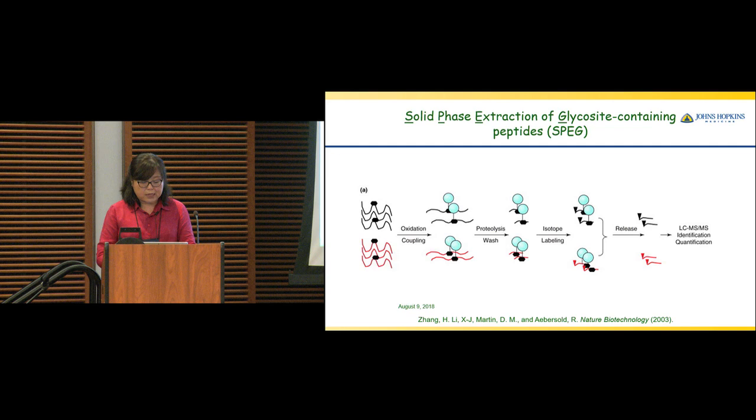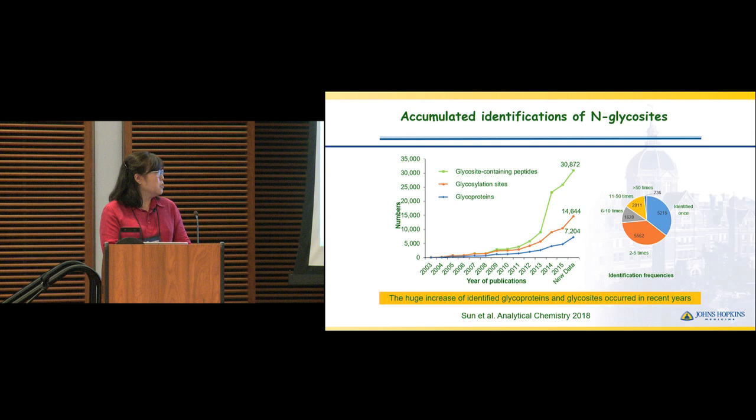Since then, we have applied this method in investigation of a different disease and also in the community. Many other labs actually use the method. Recently, one of the postdocs in the group accumulated the protein or glycosylation sites identified through this N-linked glycoproteomics approach. From 2003, the time when we published the first paper, 175 N-linked glycosylation sites were identified in the database. So far, we have accumulated over 14,000 N-linked glycosylation sites identified.